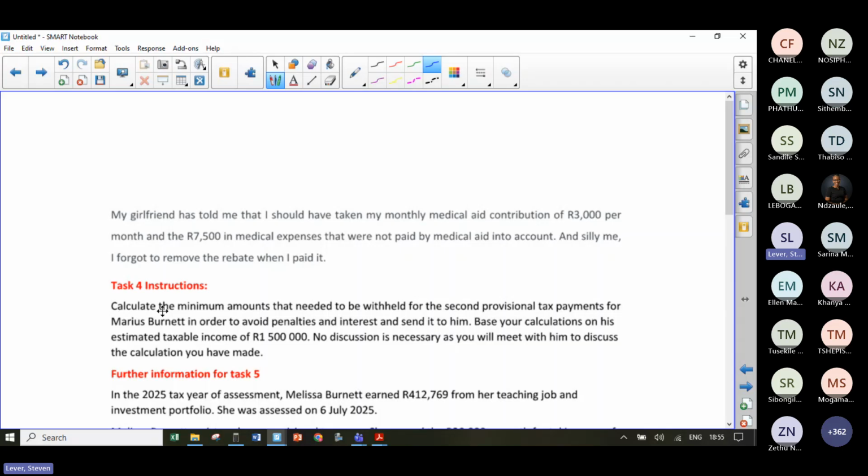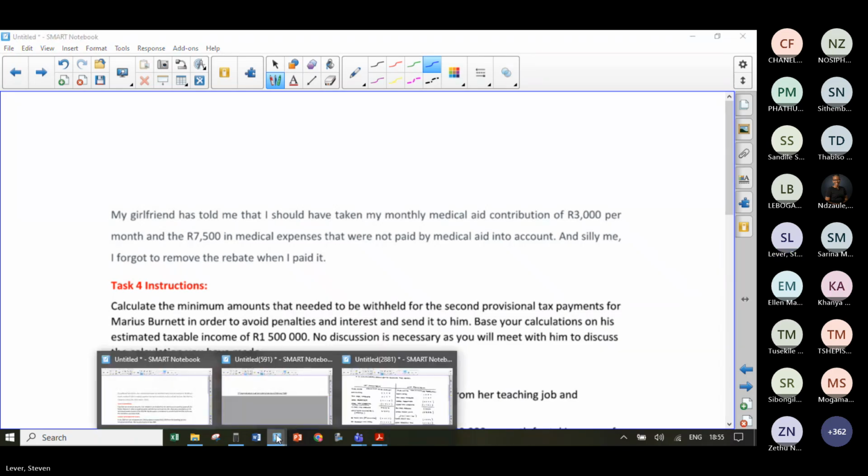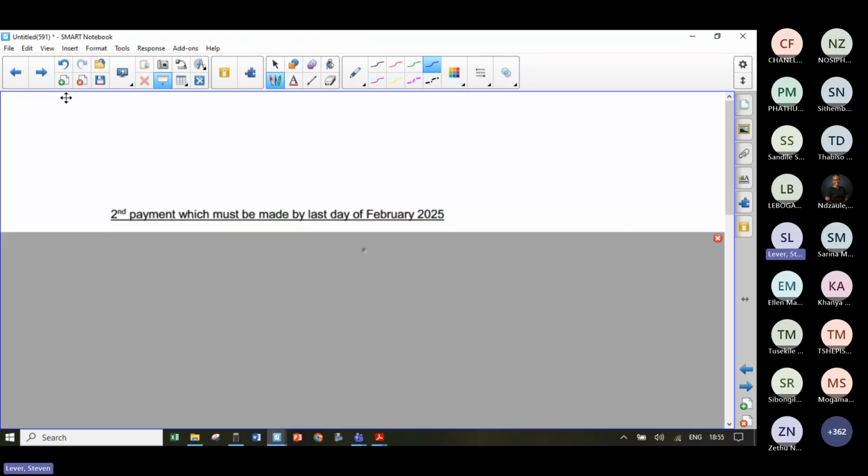So task 4 says calculate the minimum amount that needs to be withheld for the second payment for Marius Burnett in order to avoid penalties and send it to him. Base your calculations on an estimated taxable income of 1.5 million. No discussion is necessary as you will meet with him to discuss it. So guys, watch what happens.